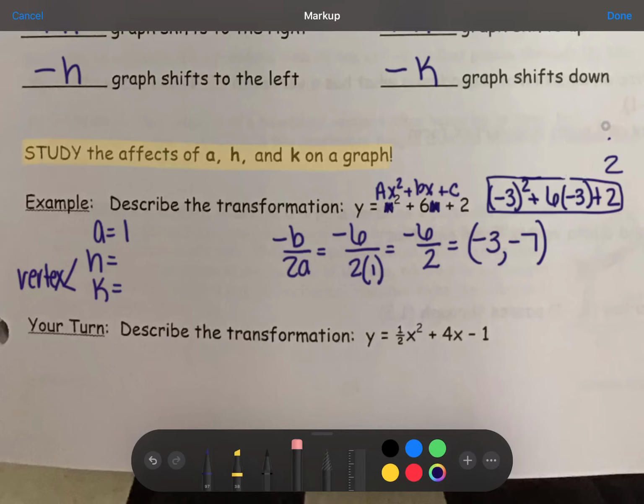Okay, get rid of some of this junk. I don't like putting boxes around stuff unless it's my answer. OCD like that, I guess.